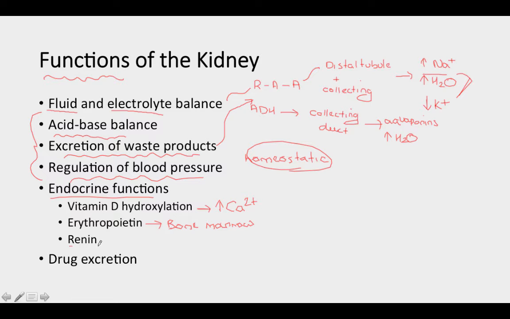And renin is another hormone that it secretes, right? Going back to the RA system, from the juxtaglomerular apparatus. We'll go through where that is in a second, and that's involved in blood pressure control. And remember, for us as clinicians who are going to be prescribing a lot of drugs, we need kidneys to excrete the drugs we prescribe.